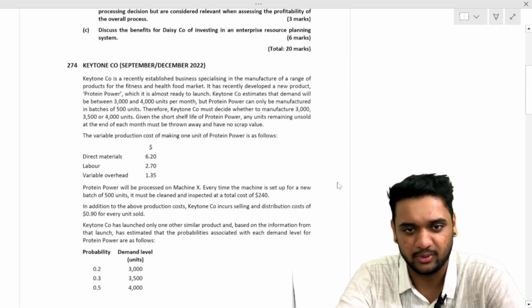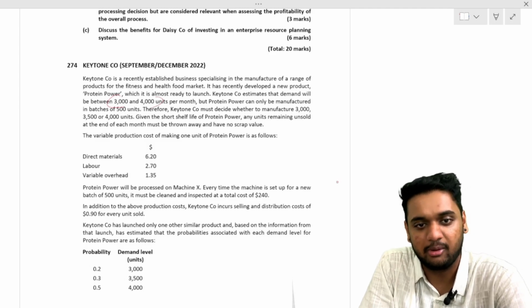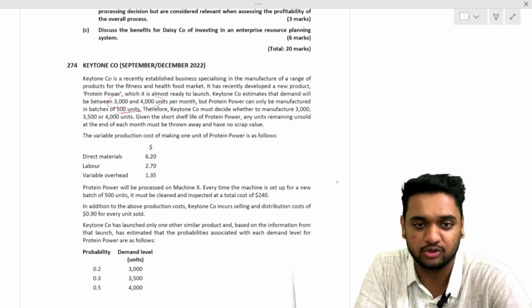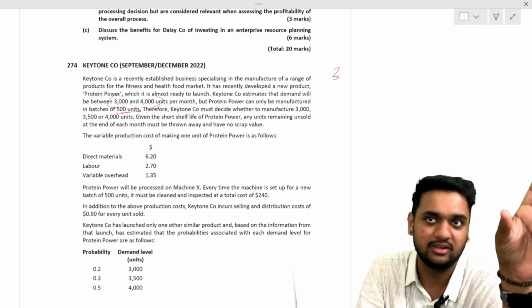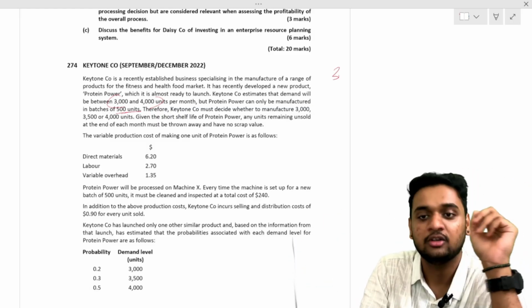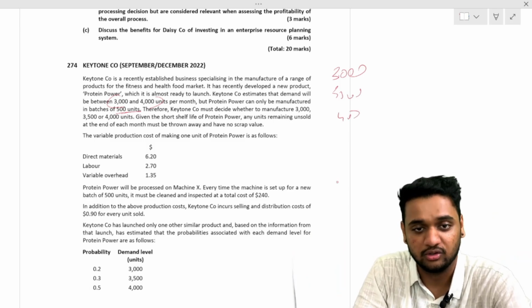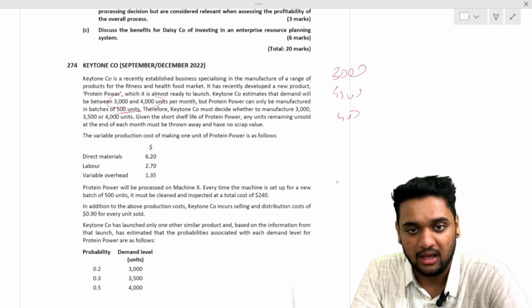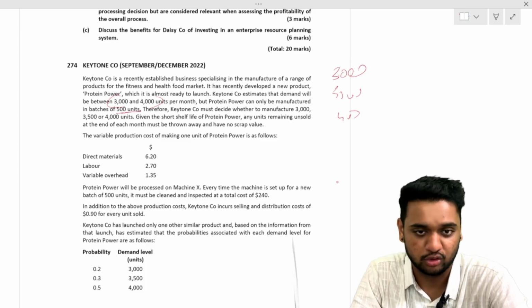What are they given? Very easy question. The company demand falls between 3000 and 4000 units, can be manufactured in batches of 500 units only. So, even if they don't give it below, we know they can manufacture between 3000 and 4000 in batches of 500. So, they can either manufacture 3000, 3500 or 4000. Therefore, Ketone must decide whether to manufacture 3000, 3500 or 4000.